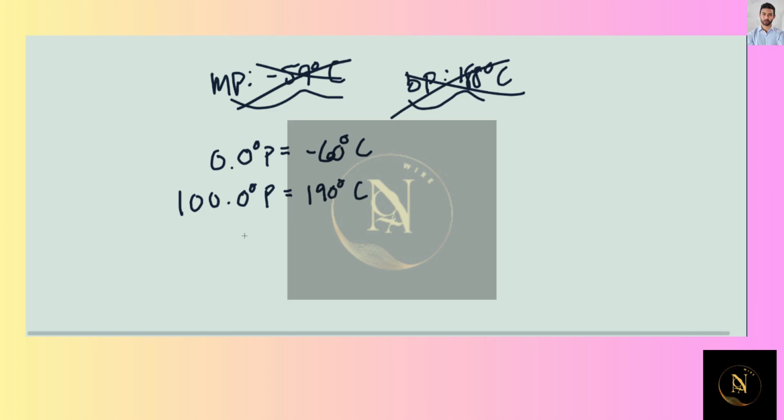In either case, the question is, if a substance has a temperature of 49.0 degrees P, what is its temperature in degrees C?